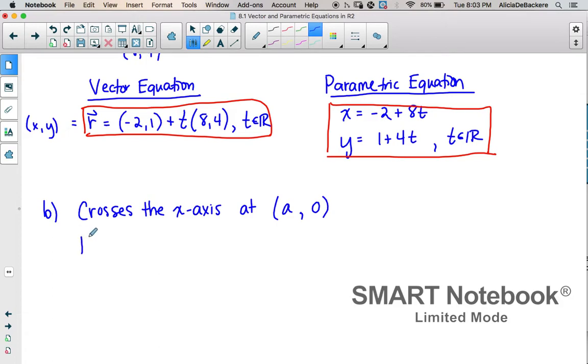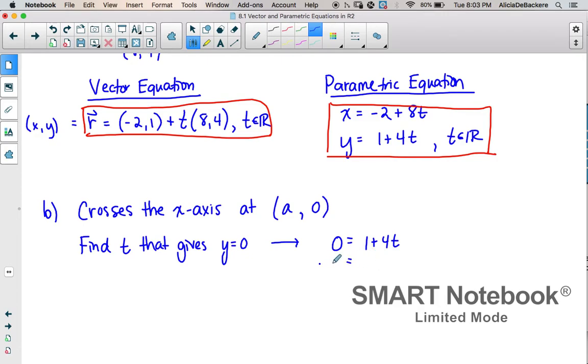So now what I'm going to do is find the t value here that gives me y equals 0. And once I know that t value, I can plug it in here and find the x coordinate. So find t that gives this y coordinate. I'm just subbing in y equals 0 in my parametric equation and solving for t.